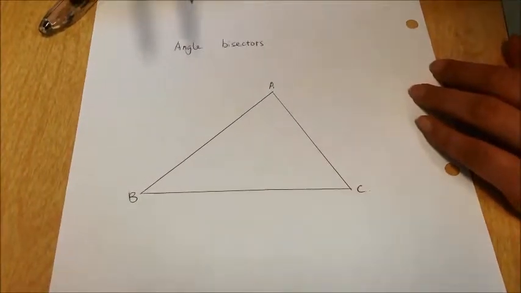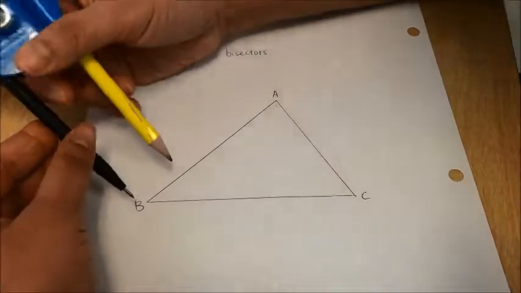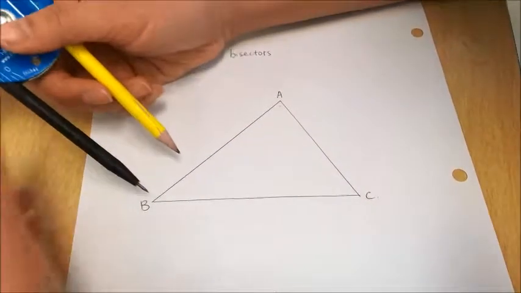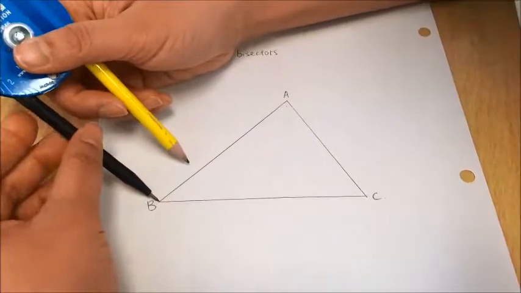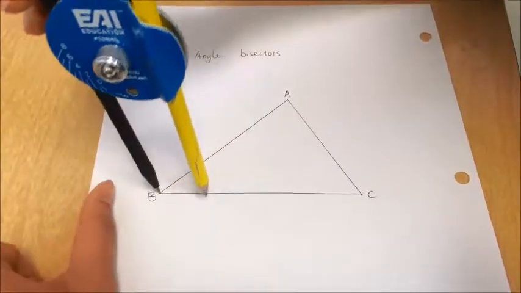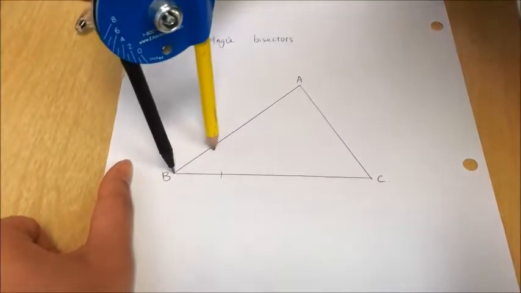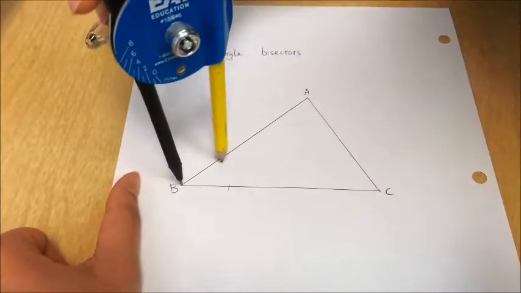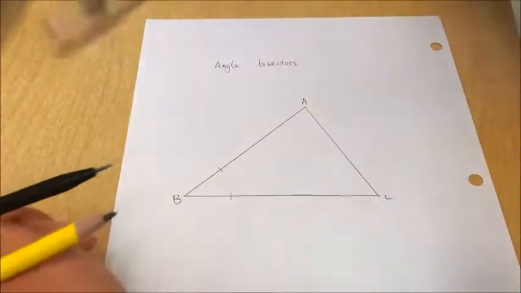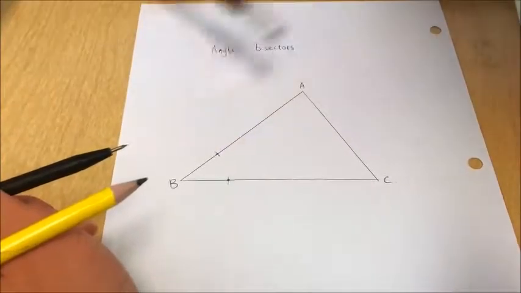So here I'm going to show you how to construct the angle bisectors. The first step, so let's pick angle B first. The first step is to pick a random radius on your compass and point B as the center to draw two arcs that gives you two intersecting points on both sides of the angle.